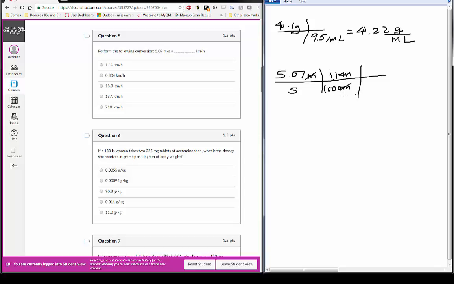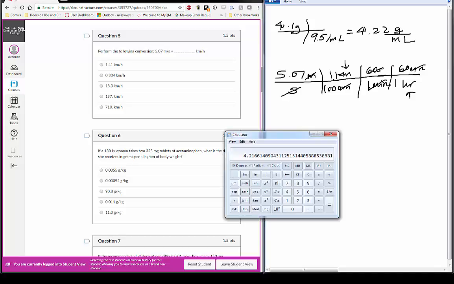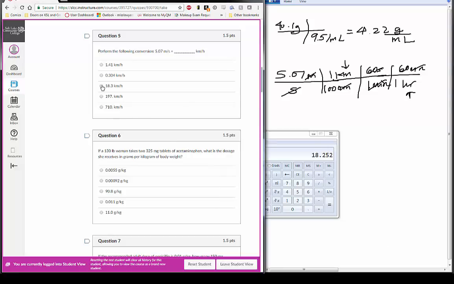Great, that's done. And to get from seconds to hours, there are 60 seconds in 1 minute. You need to know that. And hopefully you know there are 60 minutes in 1 hour. So my seconds cancel and my minutes cancel. And now I'm left with units of kilometers per hour. So 5.07 divided by 1,000 multiplied by 60 multiplied by 60 gives me 18.3 kilometers per hour.